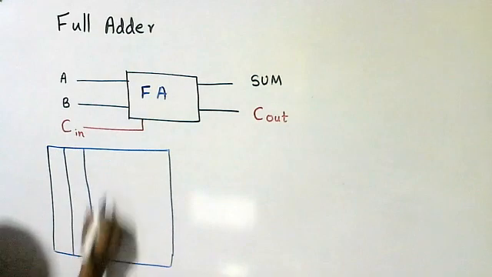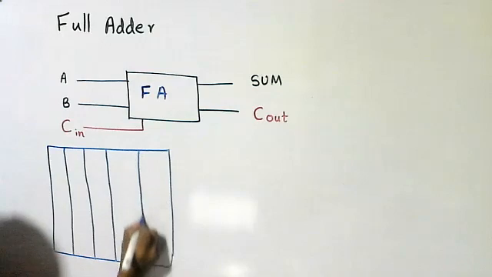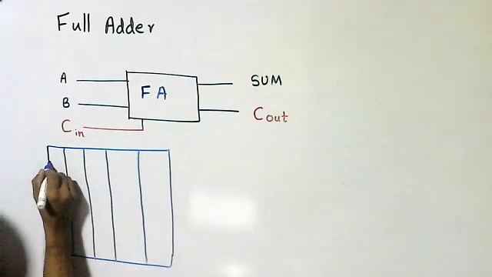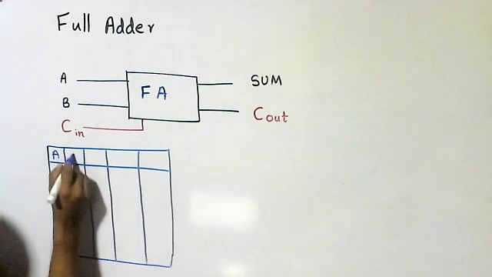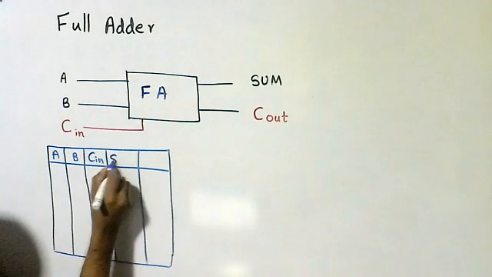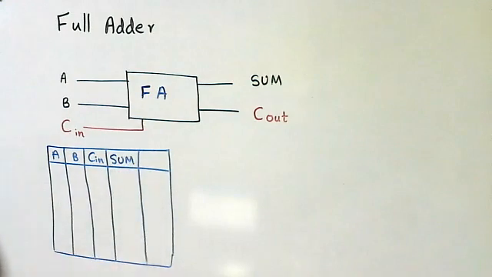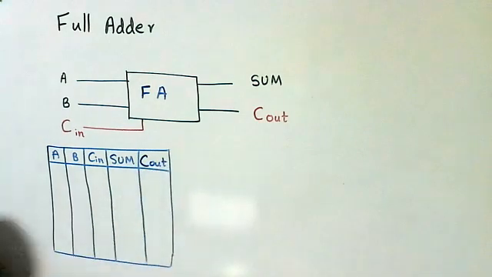A, B, C in: 3 inputs and 2 outputs. Sum and C out are the outputs. Because of 3 inputs, how many different combinations can we provide?